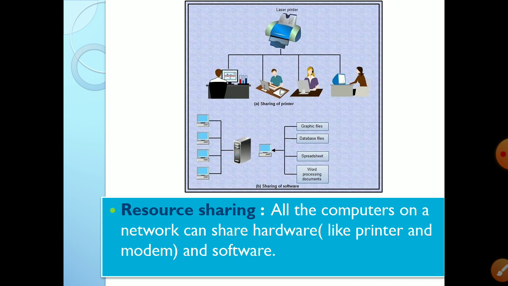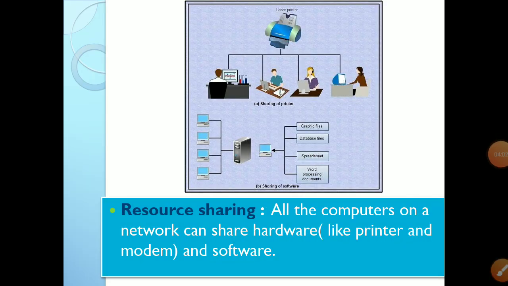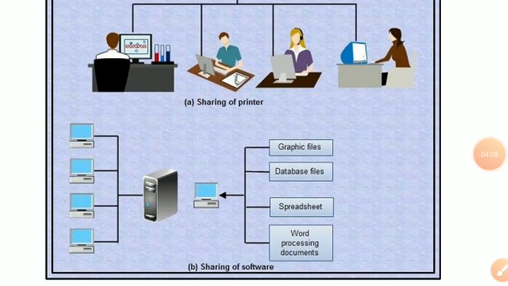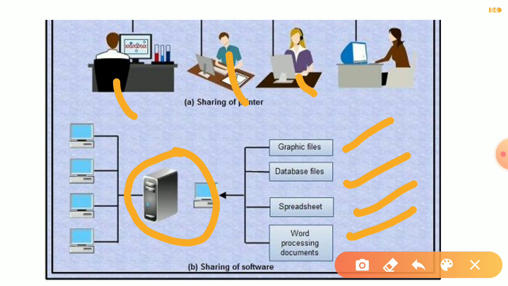Next, in this diagram, the first one is sharing of a printer, where everyone shares the printer, and the second one is sharing of software. They share graphic files, database files, spreadsheets, and word processing documents. These files can be shared in the network with the help of the server. All the employees in the network can access the information from the server.